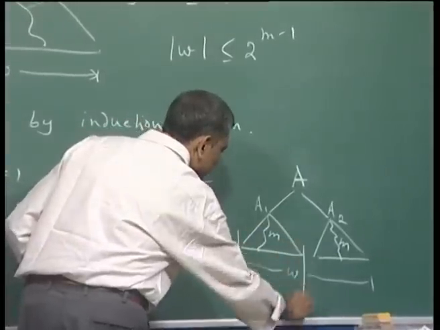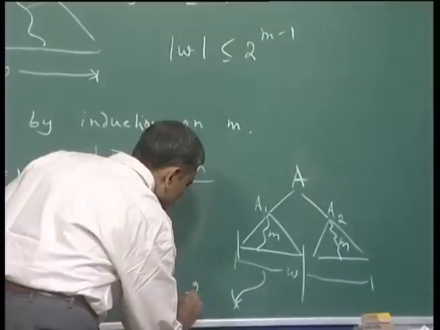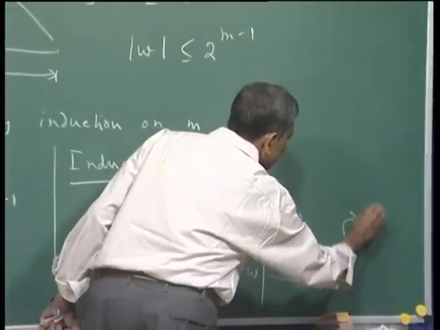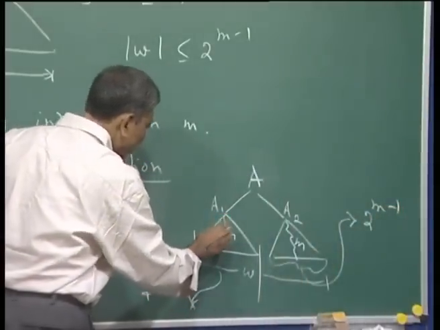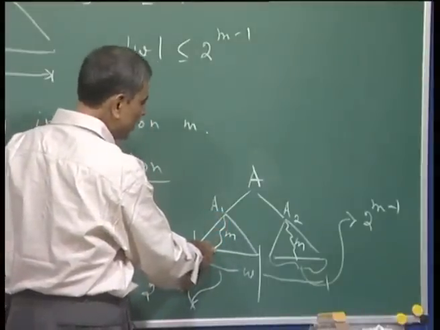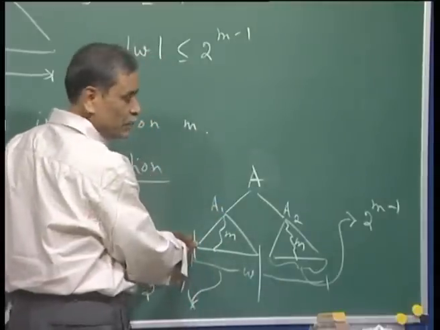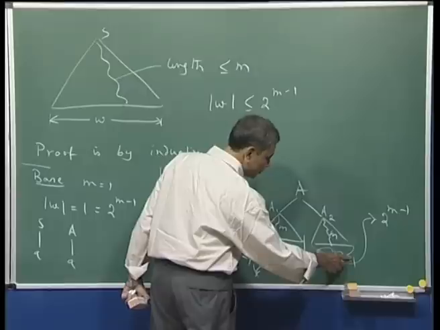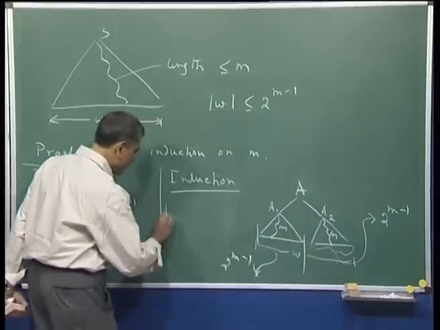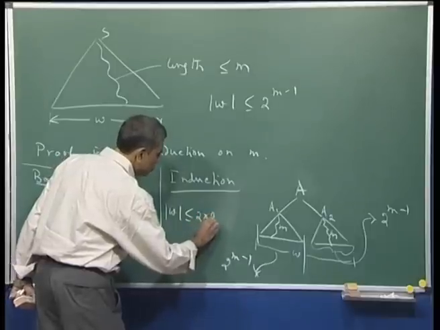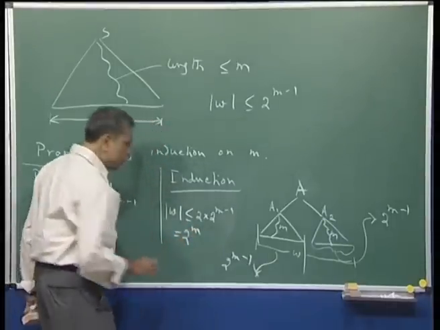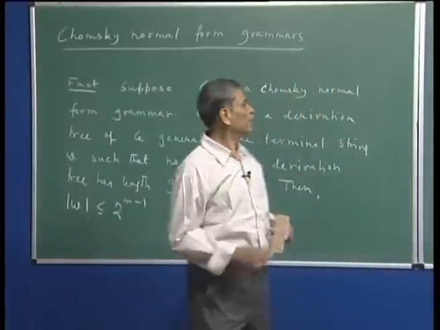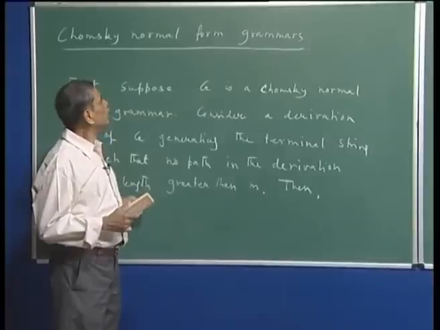So, therefore, this part has to be of length, by induction, at most 2 to the power m minus 1. The length of this part is again bounded by 2 to the power m minus 1, because these subtrees have no path greater than m, because in the original tree no path is greater than m plus 1. So, this part, the right hand part, has at most length 2 to the power m minus 1. So, together, the size of w is bounded by 2 into 2 to the power m minus 1, which is equal to 2 to the power m, where m is of course 1 less than the longest path m plus 1, and that proves this fact. This is one result that we are going to use in the next class to prove our pumping lemma.